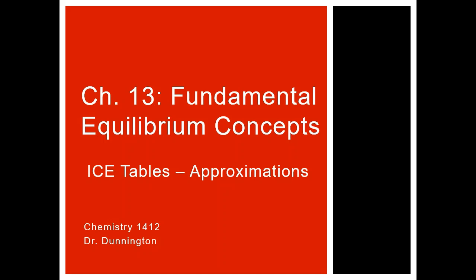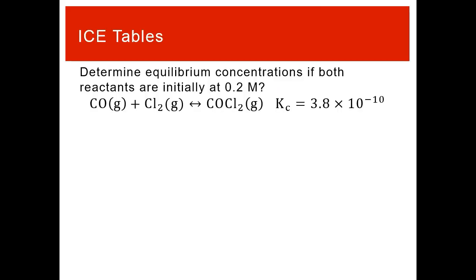Now we want to wrap up our discussion of ice tables and talk about ways that we can make the math easier for us while still getting good answers. Determine equilibrium concentrations if both reactants are initially at 0.2 molar. I have CO plus Cl2 becomes COCl2, and Kc is 3.8 times 10 to the negative 10th.